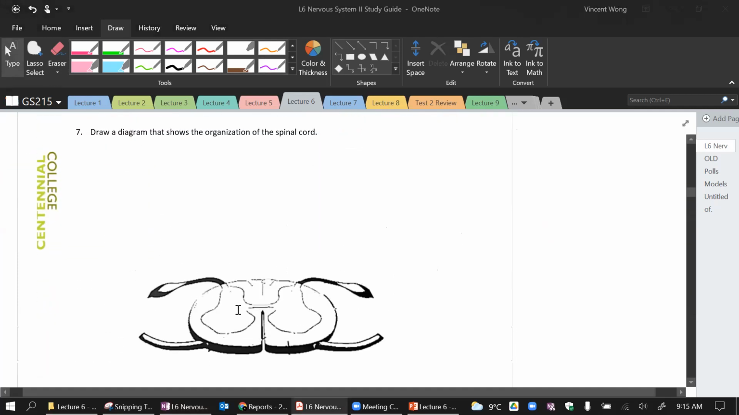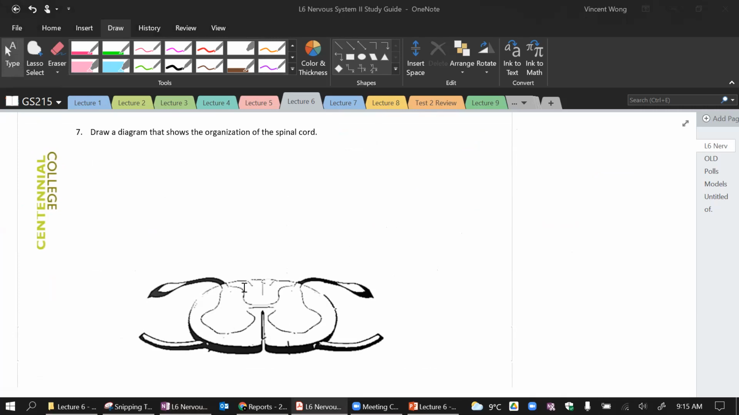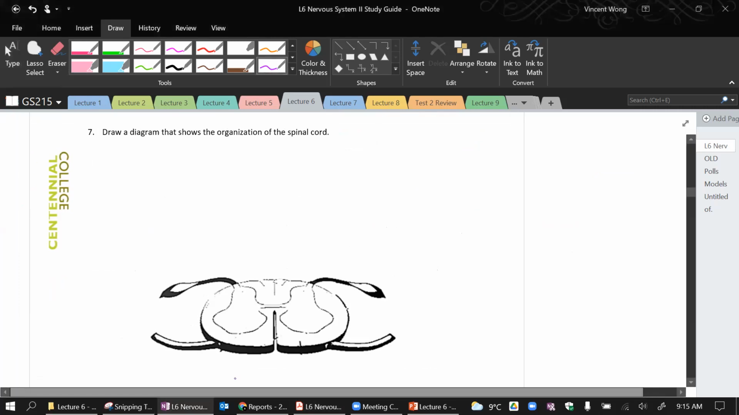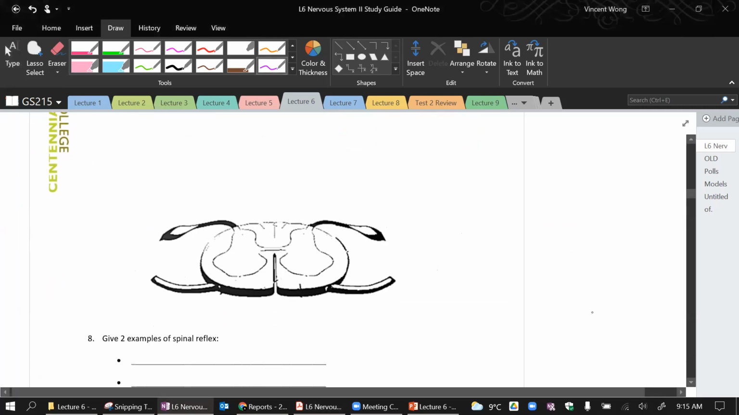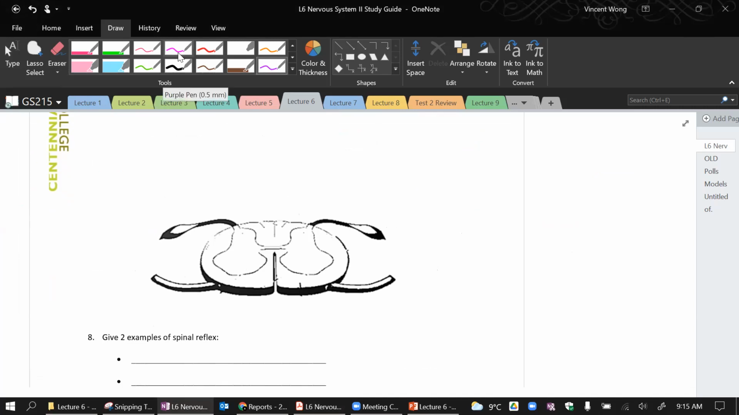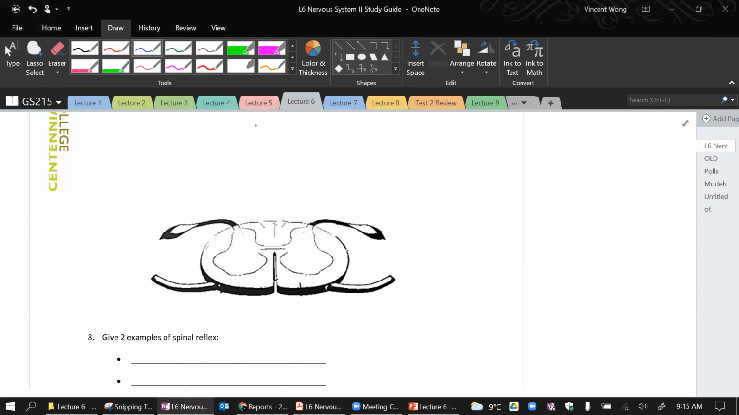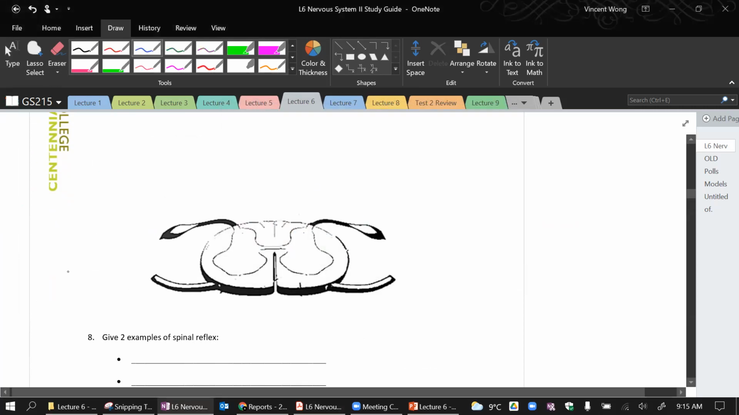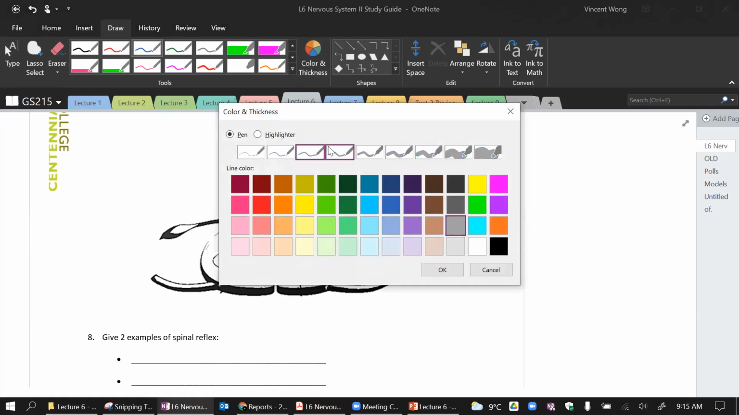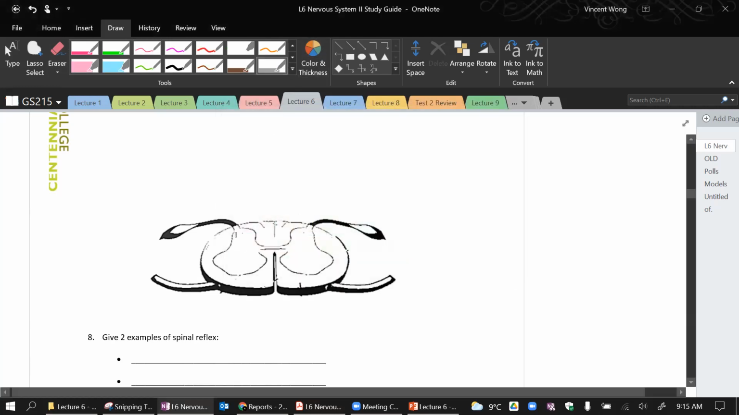Now this is an important diagram that shows the organization of the spinal cord. I already did this in the recordings, but maybe I'll just quickly do a simple version of it here so that you're not super lost about what I'm talking about. So this is a slice of spinal cord, and you see there's the butterfly in the middle. The butterfly shape is in the middle right here. So that is the gray matter.